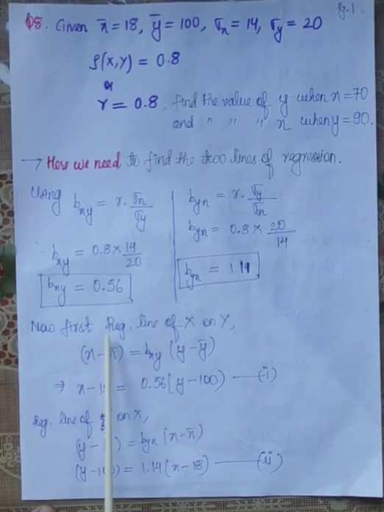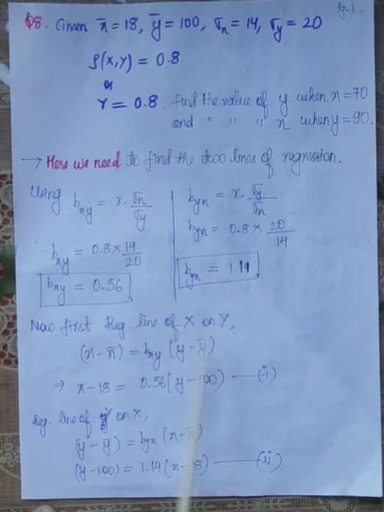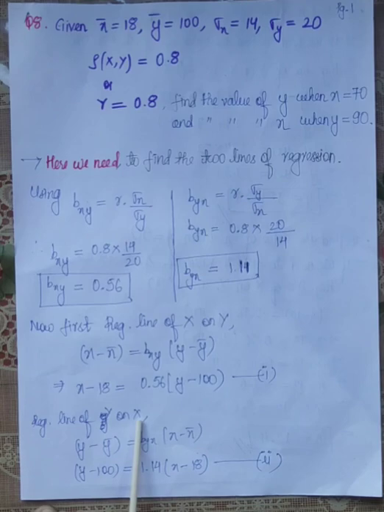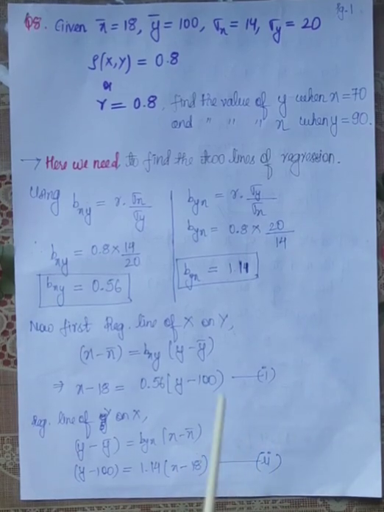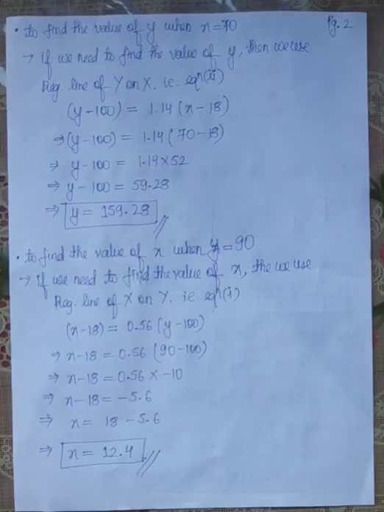First we find the regression line of x on y. The formula is x minus x bar equals bxy into y minus y bar. Put the values: x minus 18 equals 0.56 into y minus 100. The second one, regression line of y on x: y minus y bar equals byx into x minus x bar, so y minus 100 equals 1.14 into x minus 18. Call these equation number 1, x on y, and equation number 2, y on x. Pause the video, we'll move to the next page.